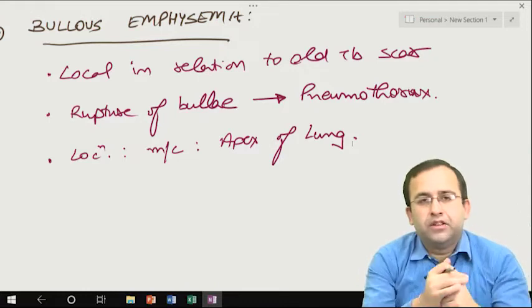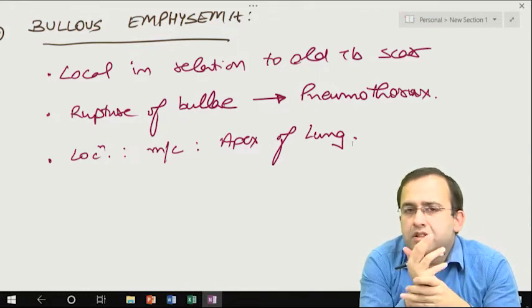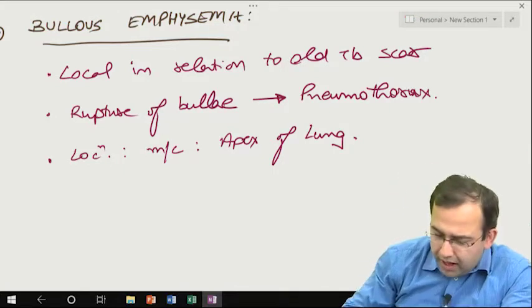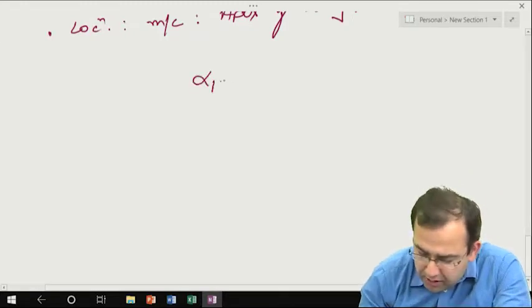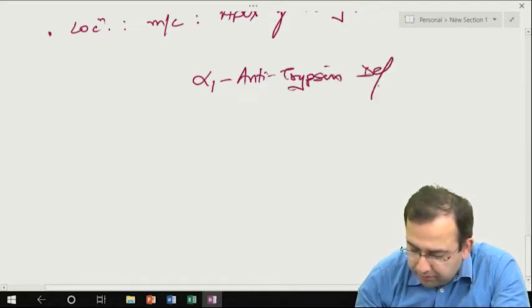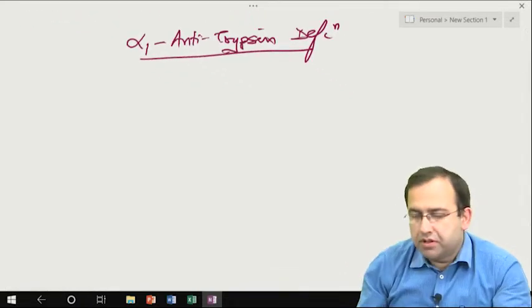Next point. Which emphysema was associated with which disease? Panacinar emphysema is associated with alpha 1 antitrypsin deficiency. So this gets us to alpha 1 antitrypsin deficiency.